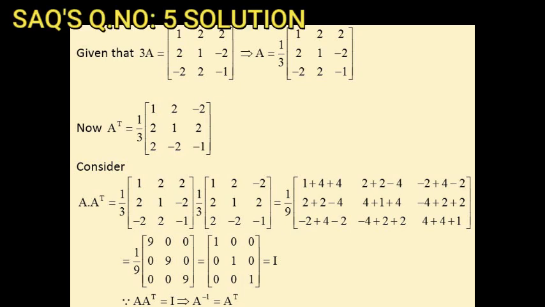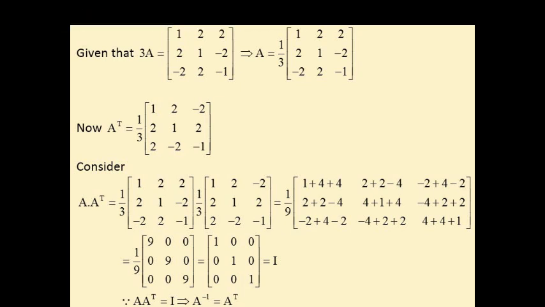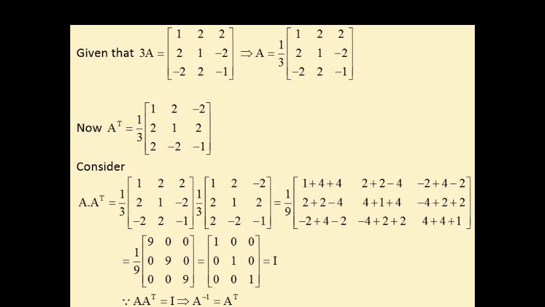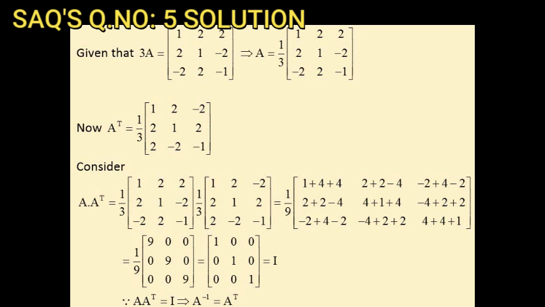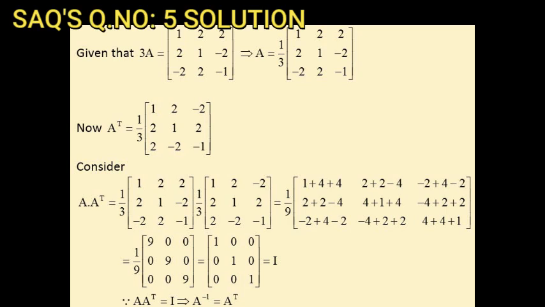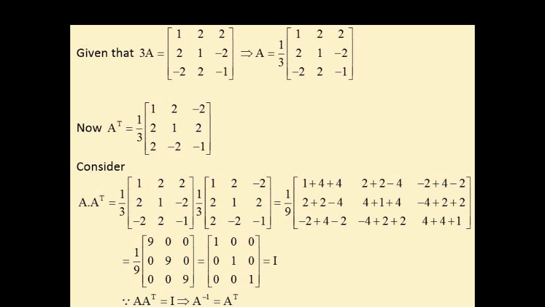The problem can also be solved by finding A inverse, which is equal to adjoint A by det A. But here A into A transpose is equal to I, which is the easiest method. Therefore, first we consider 3A. 3A is equal to the given matrix, and A is equal to 1 by 3 into the matrix of 1, 2, 2, 2, 1, -2, -2, 2, -1.